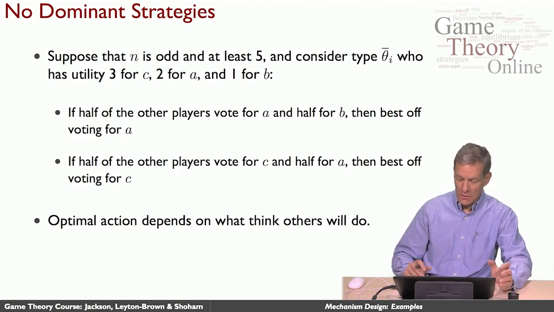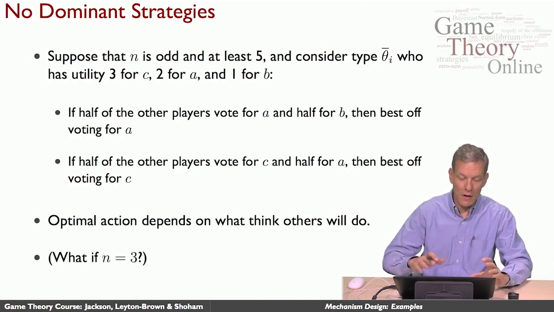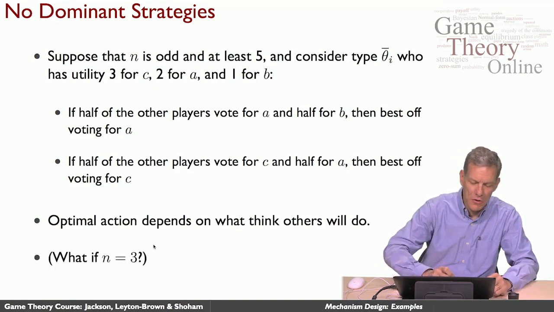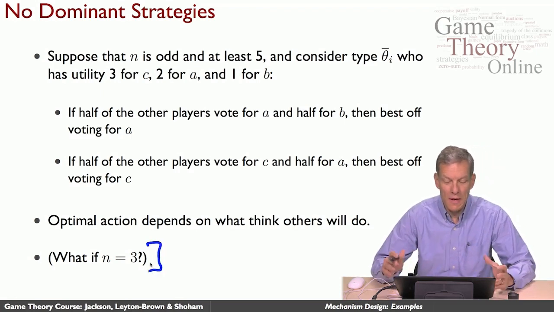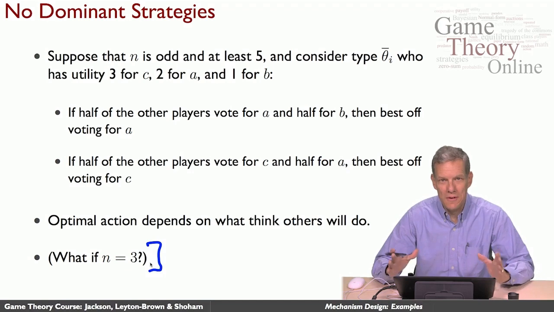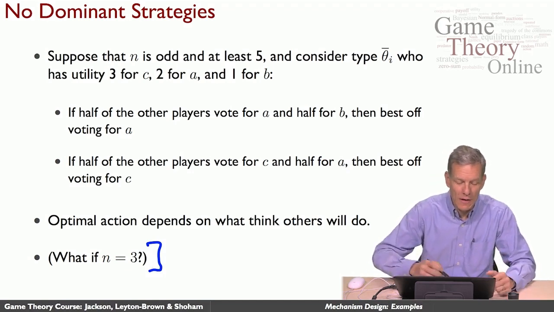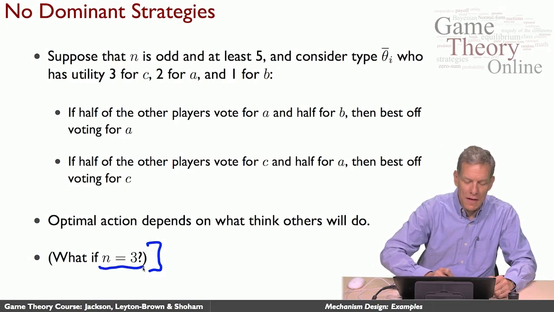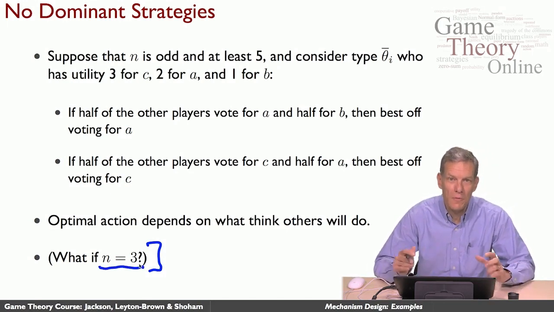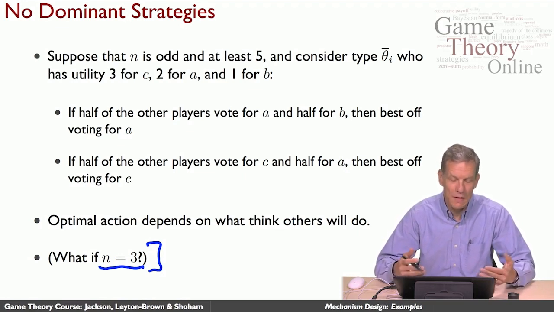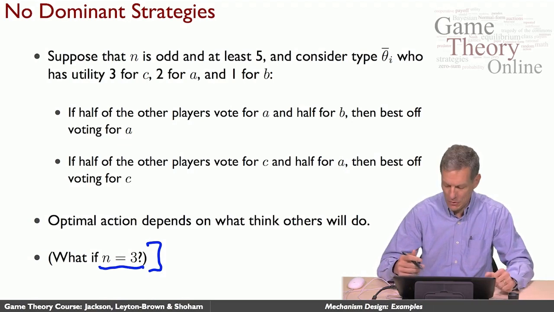Okay. So when we start thinking about this, there wasn't any dominant strategy when we're in a situation where there was at least 5 people voting. If you go through the same kind of reasoning, think about what's the case with n equals 3. So that'll test your understanding of this. Think a little bit through how this person should be behaving in the case where there's actually just 3 voters.